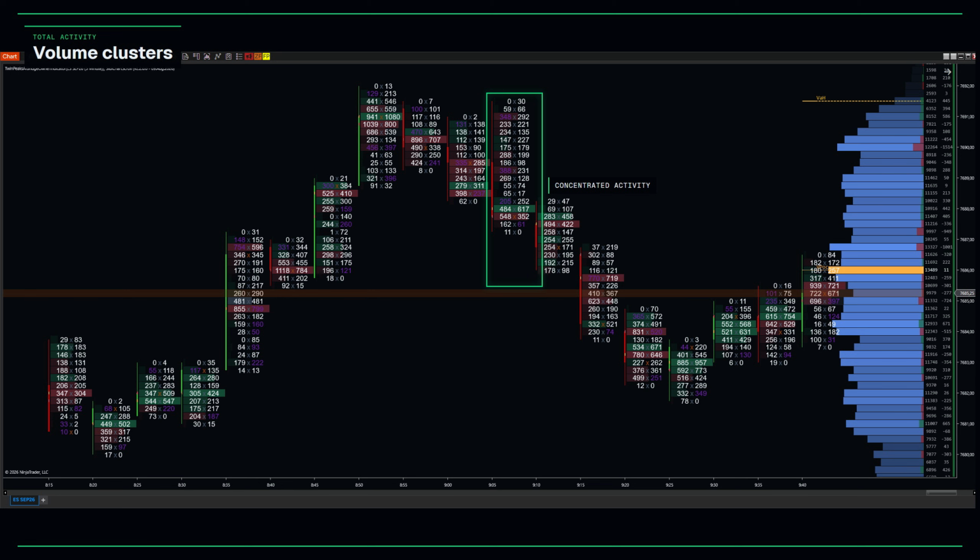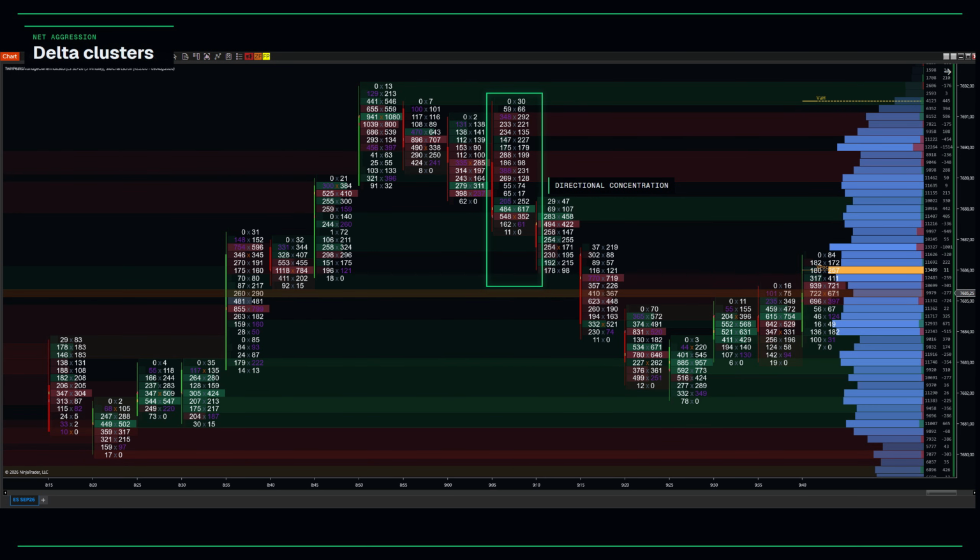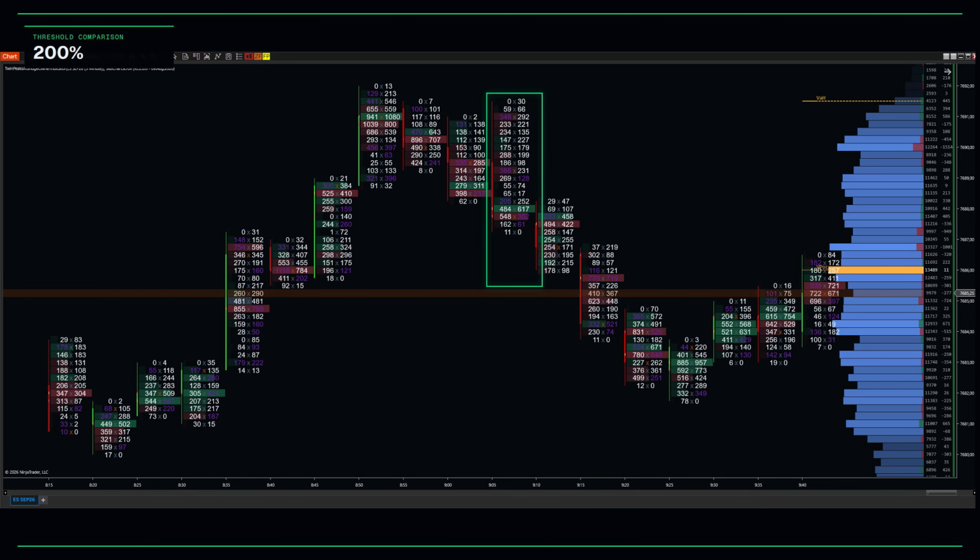Clusters narrow the search. Volume clusters isolate total activity, while delta clusters isolate net aggression. A higher threshold removes weaker concentrations. The goal is fewer meaningful markers, not more bubbles.